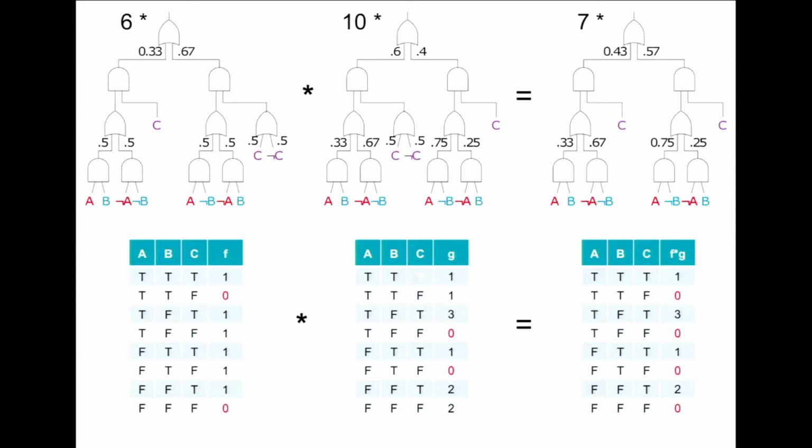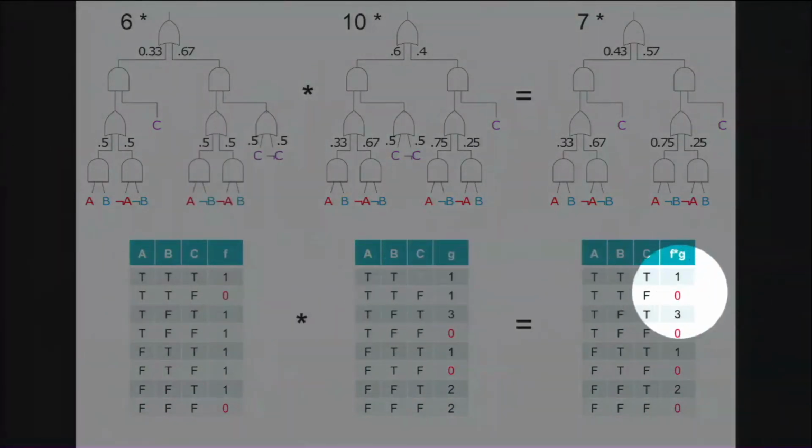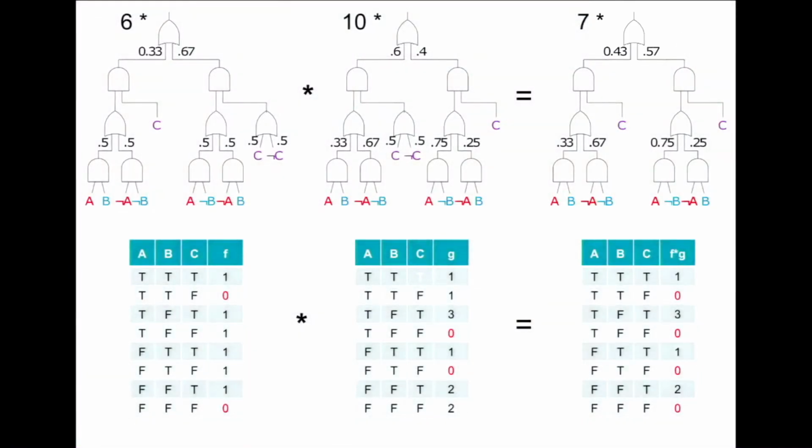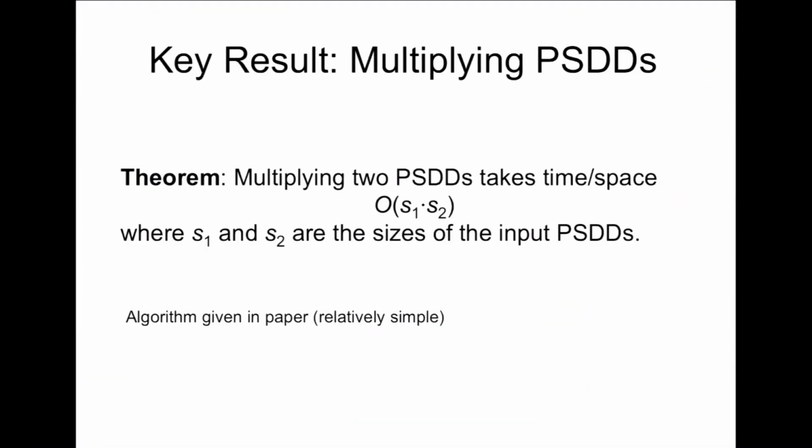Just to visualize first, before I give you the theorem, here's a factor. Here's a factor. I want to multiply. You guys know what this is. I happen to have this represented as a PSDD and a number, PSDD and a number. I multiply them. I want that. And here's the key theorem.